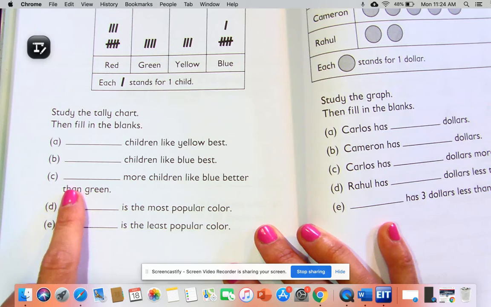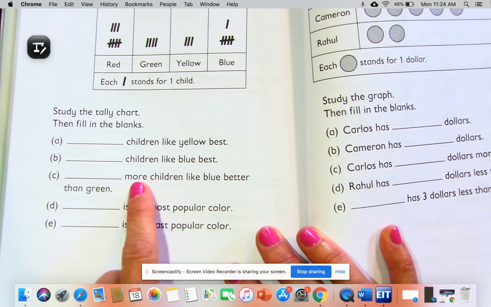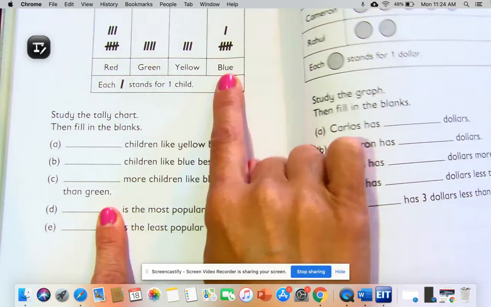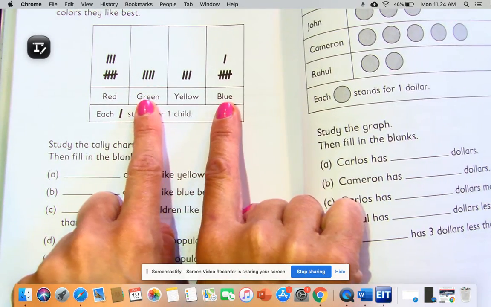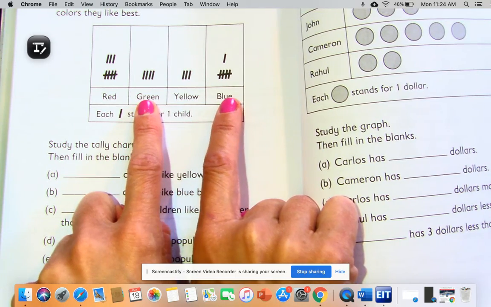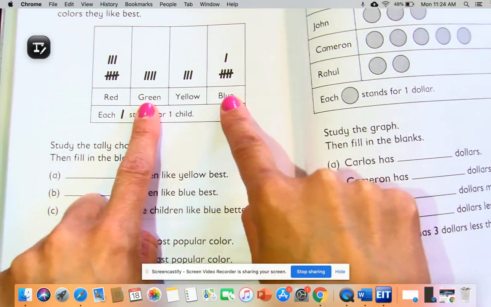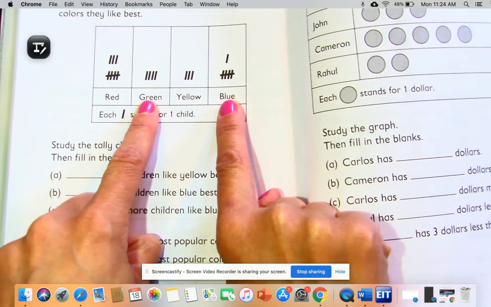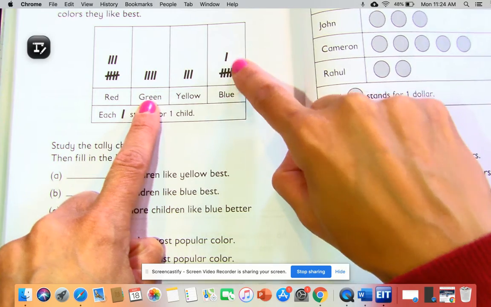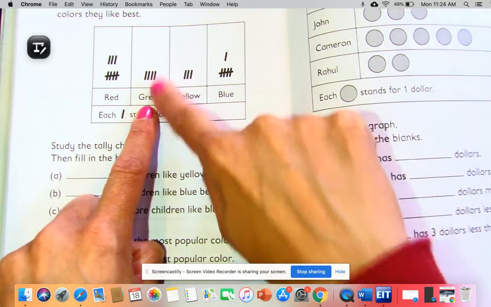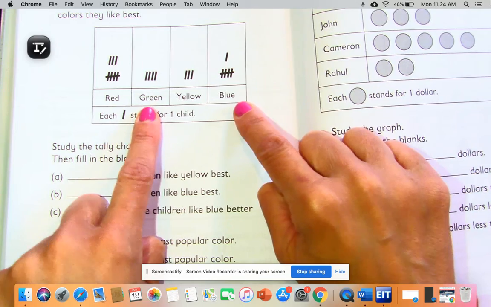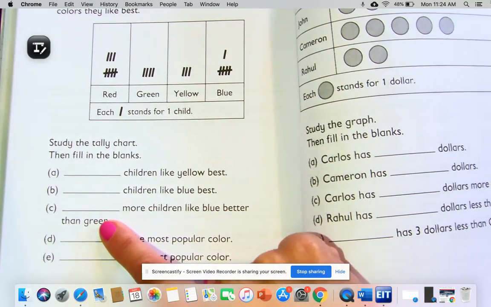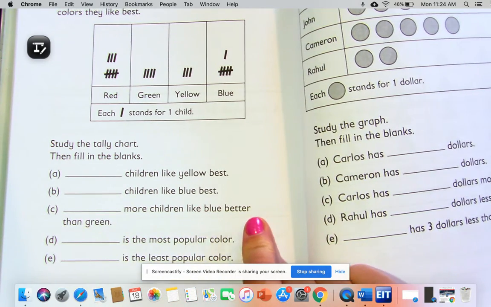Let's see, down here for C, you're going to compare, or actually find out how many more children like blue better than green. So then you're going to have to look at how many like blue and how many like green. And they're asking you how many more kids like this one than that one. When we're trying to find the difference between 2 numbers, we subtract. So this one is 6, and this one is 4. So 6 kids like blue, 4 kids like green. 6 minus 4 is 2. So here we would say 2 more children like blue better than green.